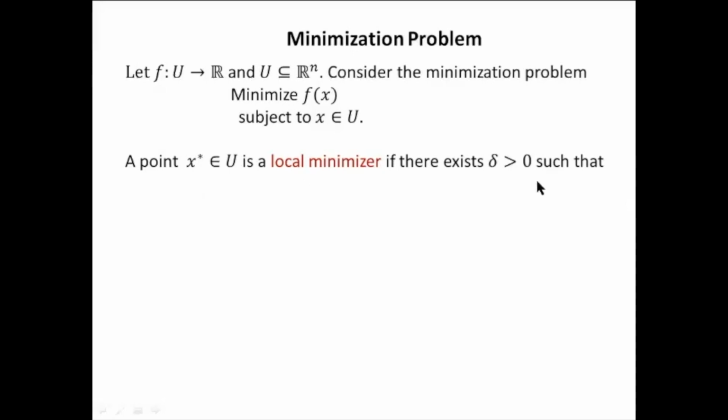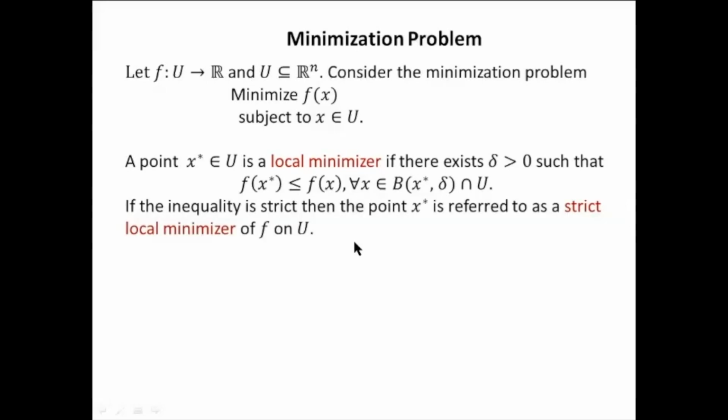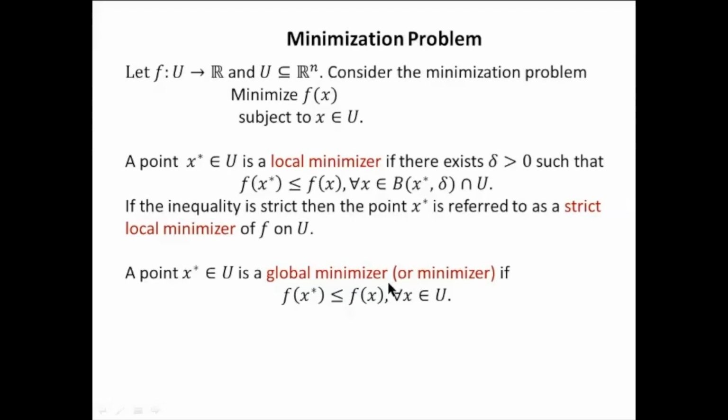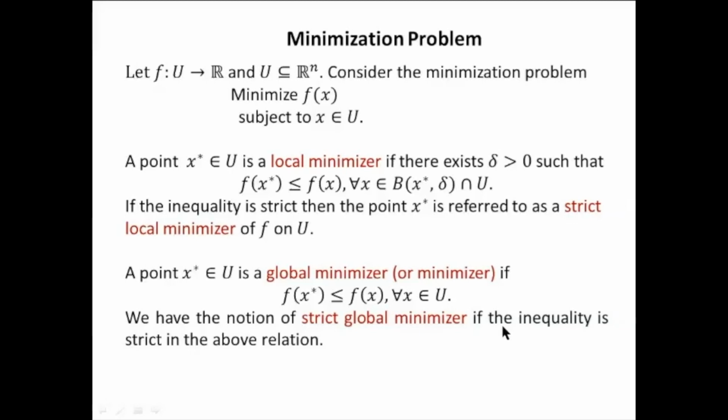That is, there exists a delta greater than 0 such that f(x star) is less than or equal to f(x) for every x lying in the neighborhood of x star, but only for those points which come from U. If this inequality is strict, it is referred to as a strict local minimizer. If this inequality holds for every x in U, we call it a global minimizer, or sometimes simply a minimizer. And if this inequality is strict in the definition of global minimizer, it is called a strict global minimizer.